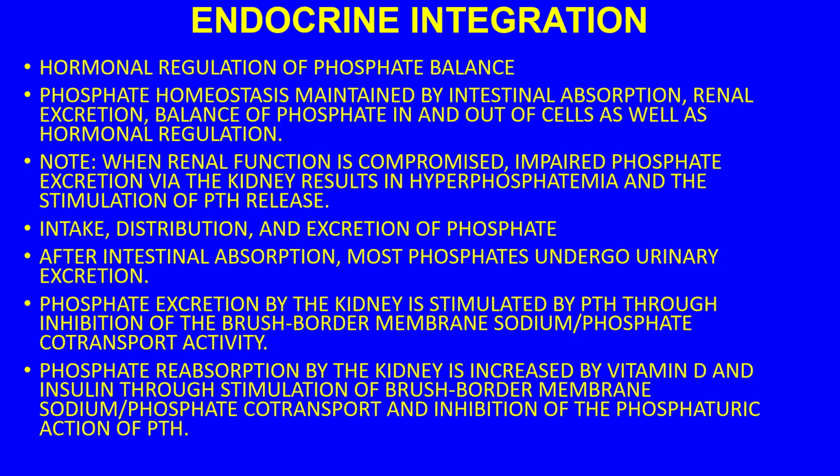When we talk about intake, distribution, and excretion, basically after intestinal absorption, most phosphates undergo urinary excretion. Phosphate excretion by the kidney is stimulated by PTH through the inhibition of the brush border membrane sodium phosphate cotransport activity. Phosphate reabsorption by the kidney is increased by vitamin D and insulin through stimulation of the brush border membrane sodium phosphate cotransport, as well as inhibition of the phosphaturic action of PTH.